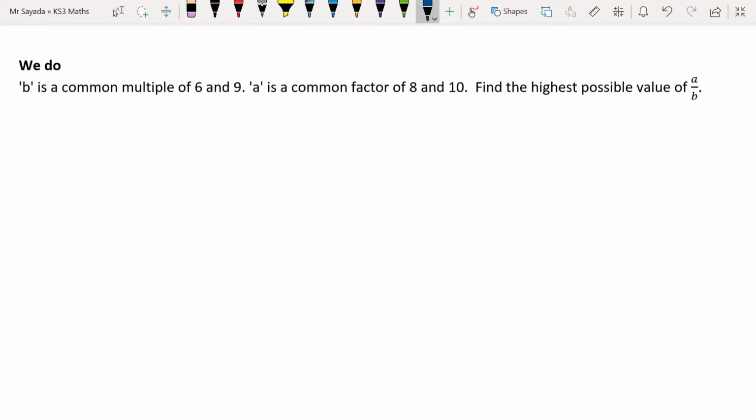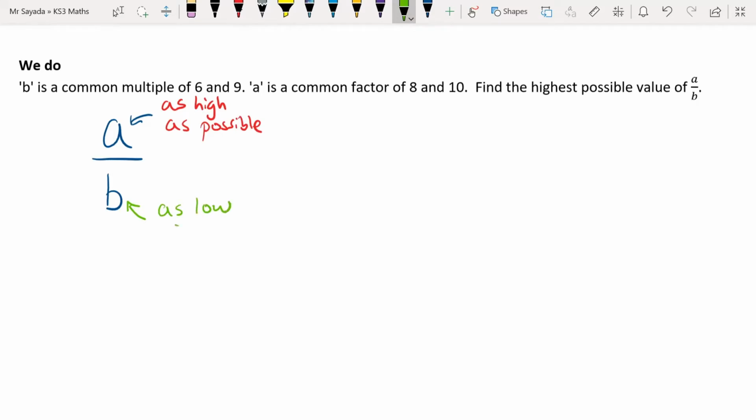So we want the highest possible value of A over B. Let's see if you remember. If we want the highest possible value of A over B, what do we want A to be? Hopefully you've said that we want A to be as high as possible. And if we want A over B to be as high as possible, what do we want B to be? Say your answer to the video. Hopefully you've said that we want B to be as low as possible.